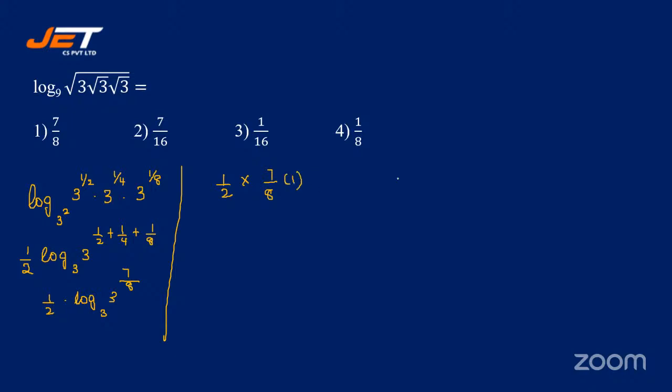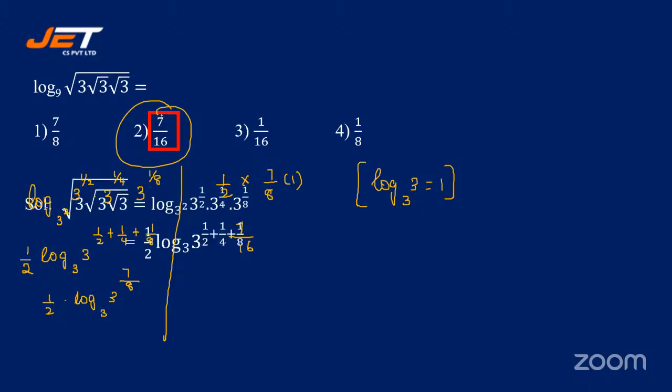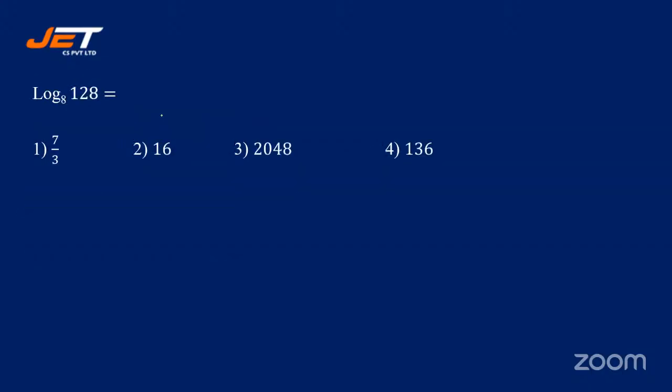Isn't it? You should write this when it comes to a subjective question. So log 3 base 3 is 1. When it is an MCQ, no explanation is required. Okay. So 7 by 8 is 16. So your answer must be option 2. Yes. All right. So if you had opted for option 2, your answer is perfect. All right. Now let's move on to the next question.